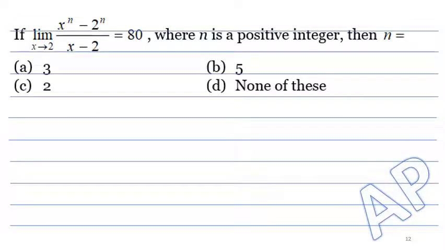If the limit as x tends to 2 of x to the power of n minus 2 to the power of n by x minus 2 is equal to 80, where n is a positive integer, then what is the value of n is the question.